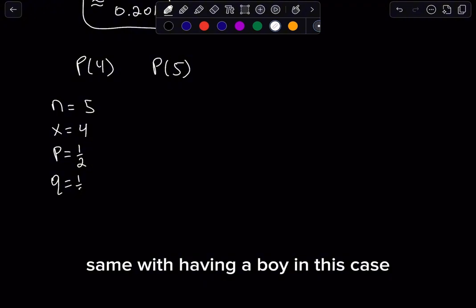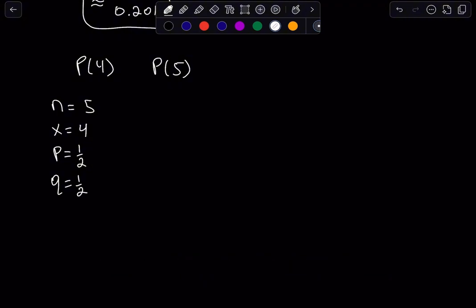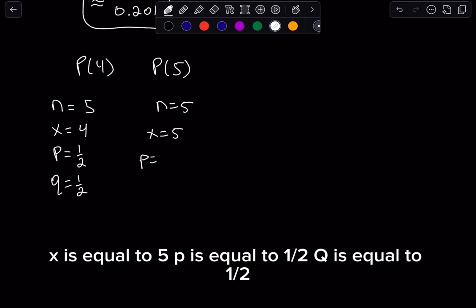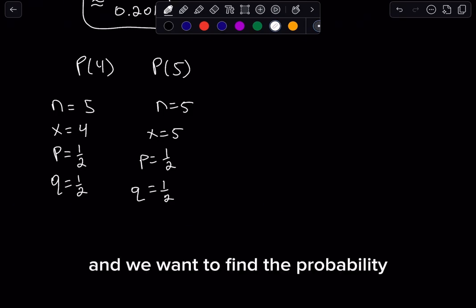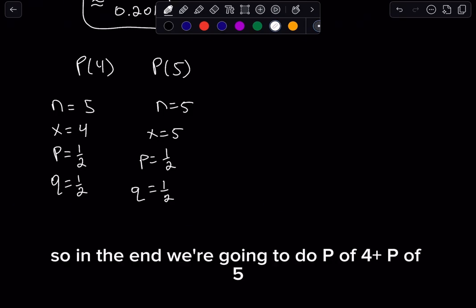Same with having a boy. In this case, it's also going to be 5 trials. X is equal to 5. P is equal to 1/2. Q is equal to 1/2. And we want to find the probability that they will have more than 3 girls. So in the end, we're going to do P of 4 plus P of 5.